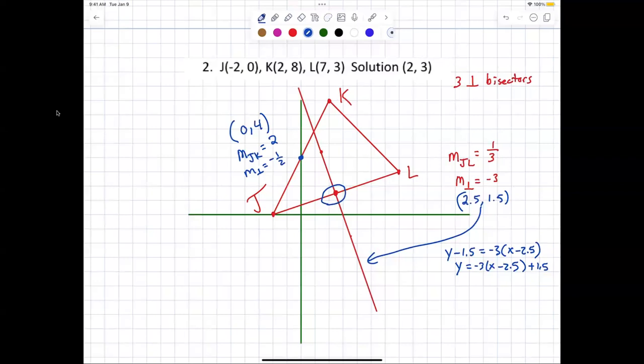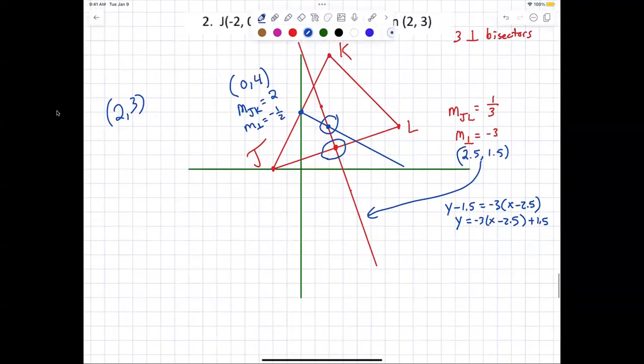From that point, I'll go down 1 to the right 2. It looks like I found it. From here to here, that looks like the perpendicular bisector. And this looks like it right here. Do we agree? Which was 2, 1, 2. And there we have it, 2, 3, just because we did a good job with our graph. So now what's the equation of that blue line?